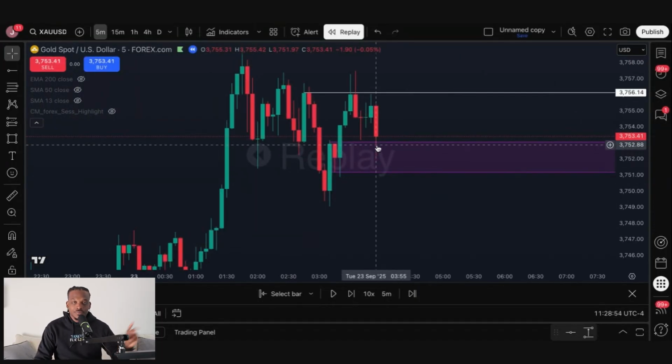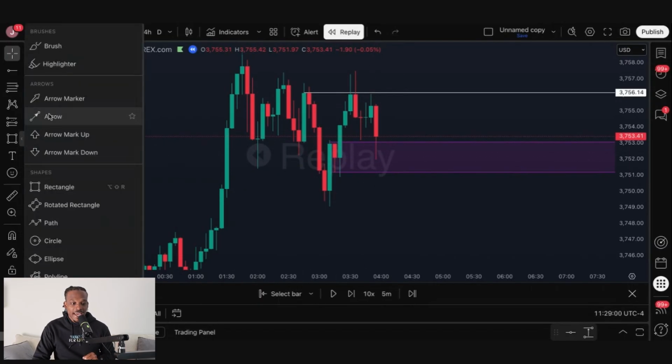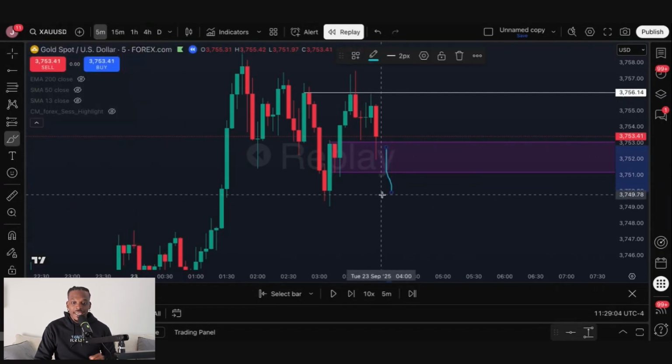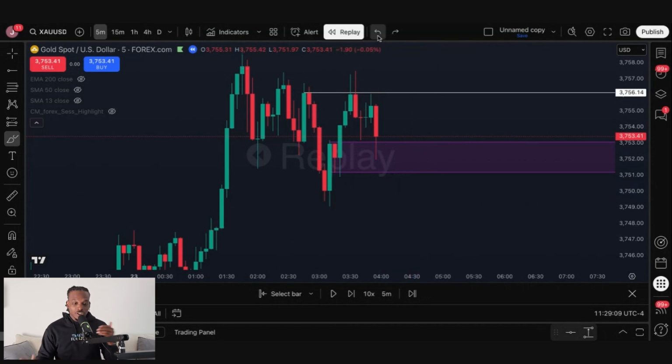So rule number 2 is we want a rejection off of our zone. If the zone is passed, correct? If it continues downward and it passes this zone, that means I'm considering the zone to be what? Invalid. And we are looking for a new setup. We are no longer looking at this old setup, okay?